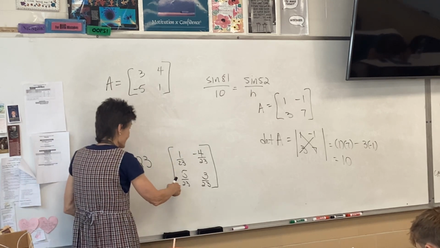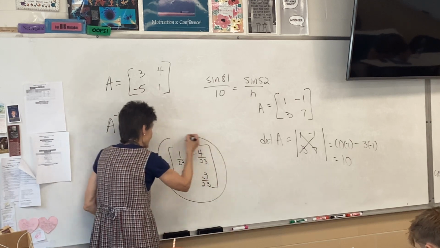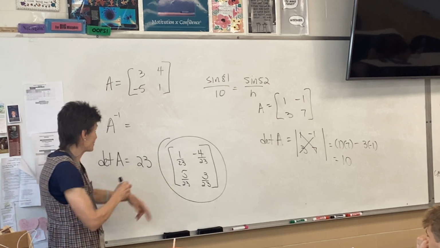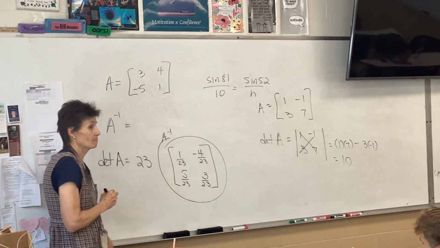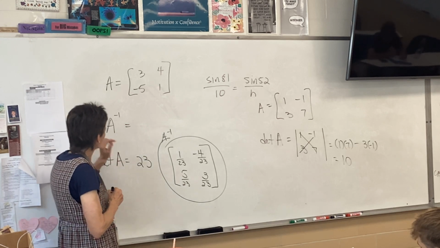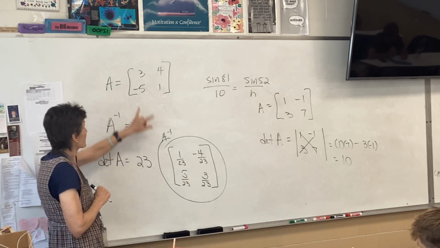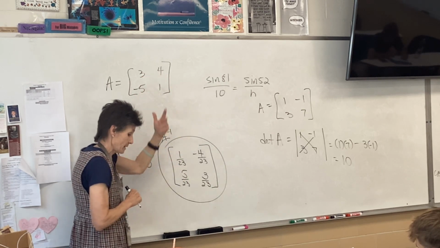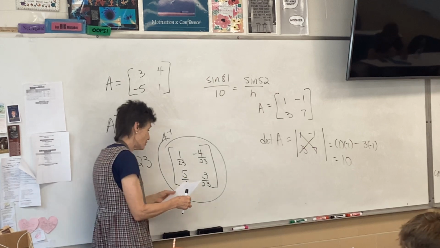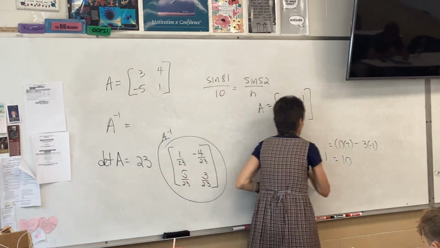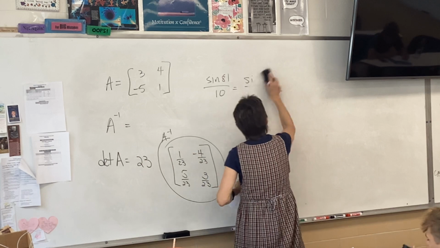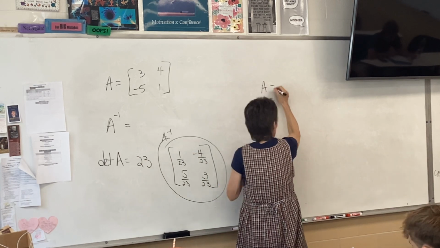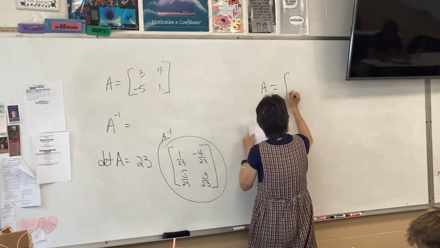Now, this actually is the answer. Usually we can simplify, but nothing simplifies there, so I'm not going to rewrite it. That is your answer. So we simply find the determinant first, then we switch these two, negate these two, and divide. All right, can you try B? Find the inverse of B.